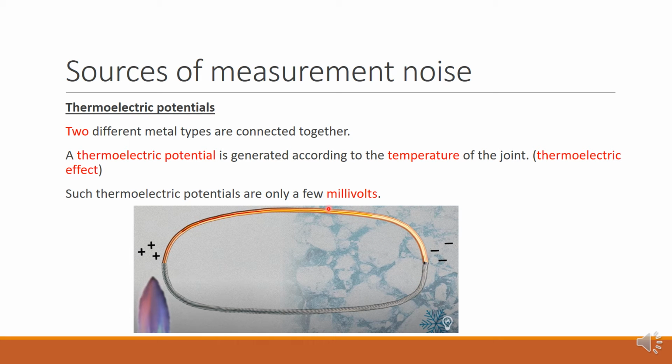So this noise is very low, and it only occurs when you have two types of different metals. If you have copper wire and copper wire, there is no thermoelectric potential. But if you have two different types of metal, then this thermoelectric potential noise will happen. So two conditions: two different metals, and a temperature difference, to make it happen.